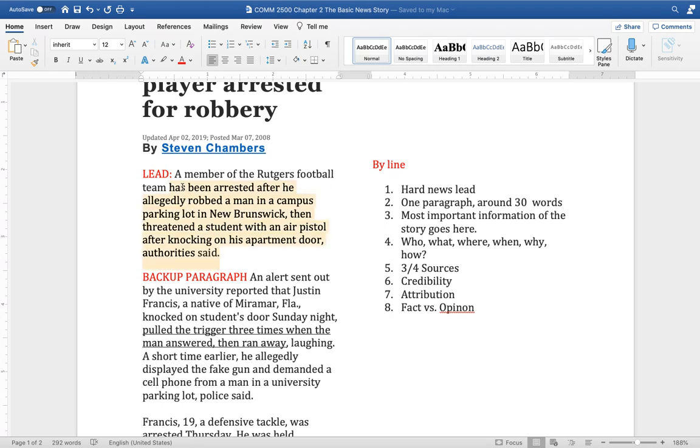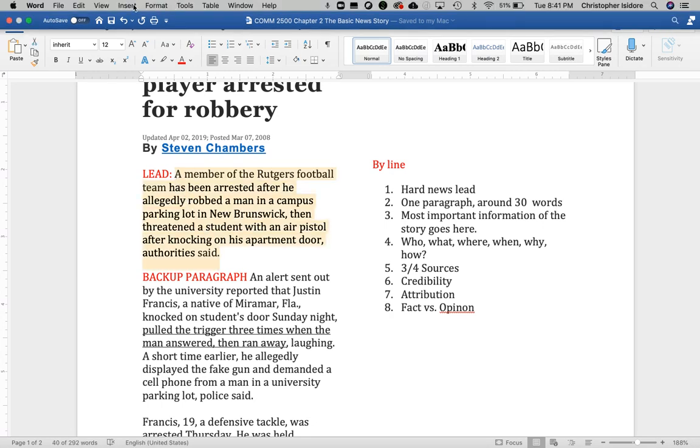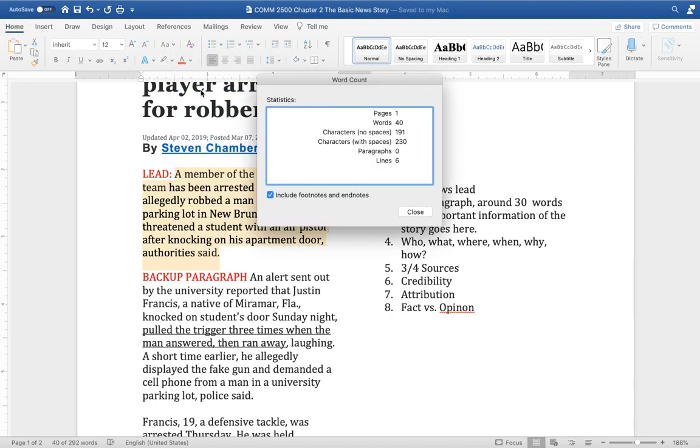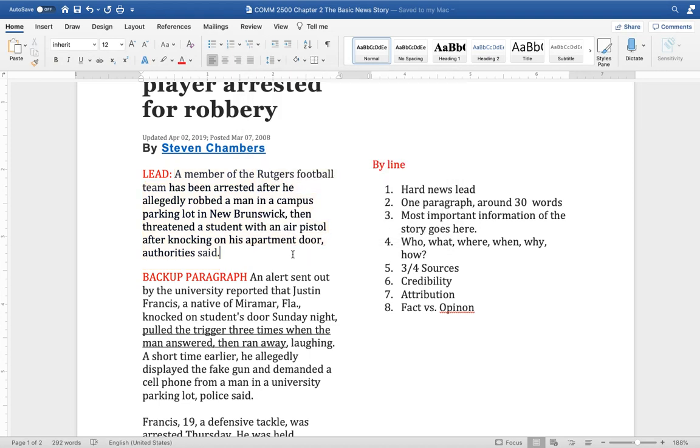It's around 30 words. I didn't actually check how many words this was. Let's see if I can do it here. Tools, word count. Wow, 40 words. I would have made that shorter. But typically 30 words. When you write a lead, it should be around 30 words for a hard news story.